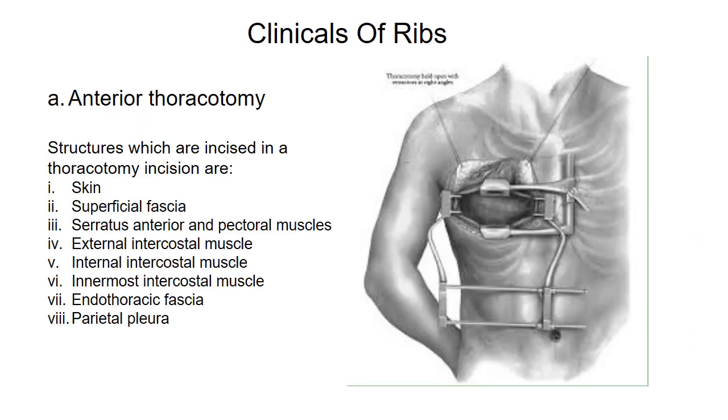The structures which are incised in case of anterior thoracotomy are skin, subcutaneous tissue, serratus anterior and pectoral muscles, external intercostal muscle, internal intercostal muscle, innermost intercostal muscle, endothoracic fascia and the parietal pleura. These are the structures which are incised during an anterior thoracotomy, and surgeons can expose the thoracic cavity to perform the surgery.